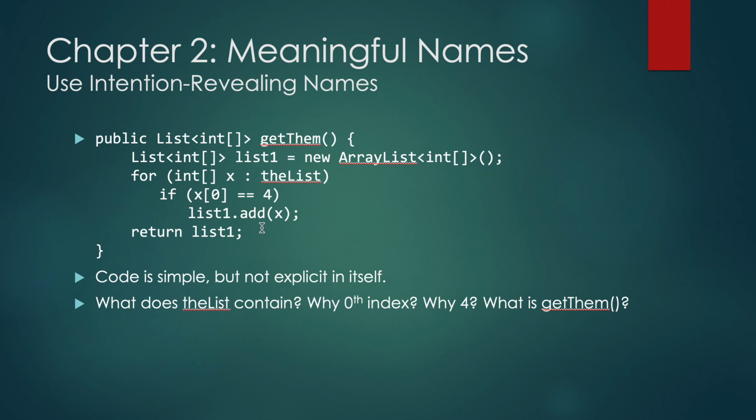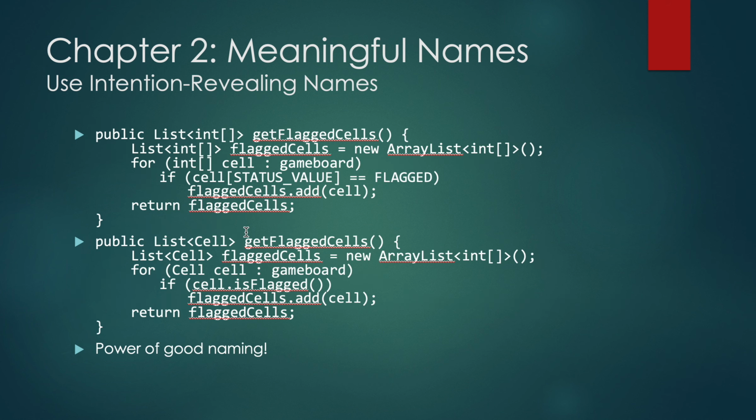So this code, while it's easy to understand what it's doing in terms of the programming language, it's filtering the list and finding everything whose first element is 4 and adding it to a resulting list, but we don't understand why it is doing this and what these things represent, and it's hard to read this code in that sense. And so these are two versions of the code that improve it.